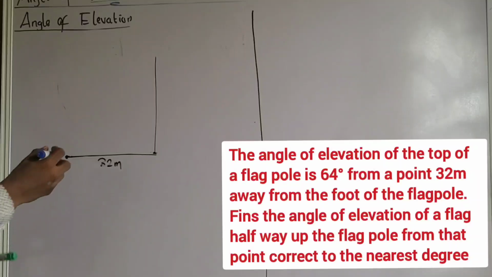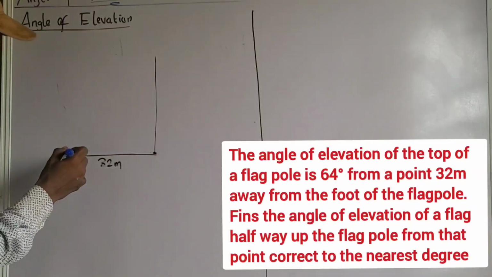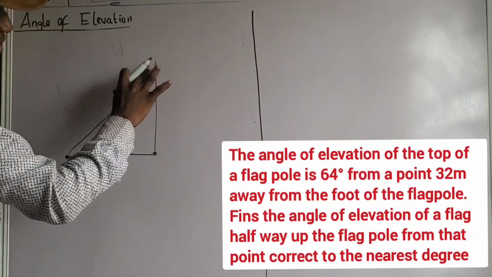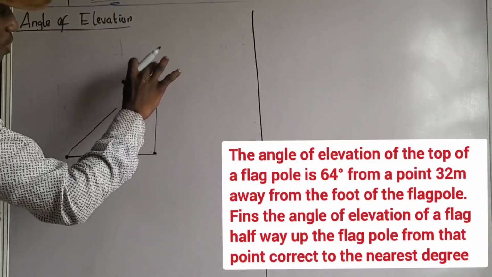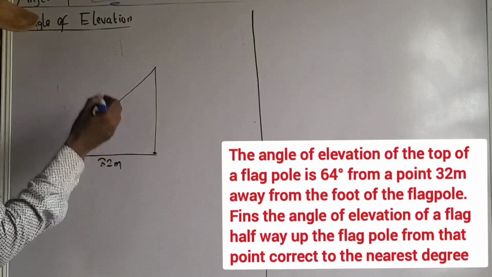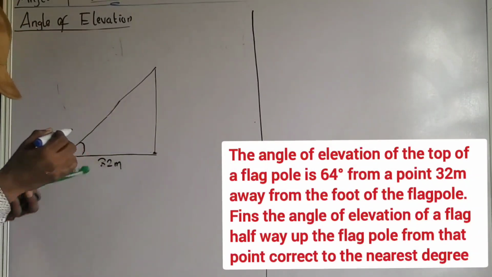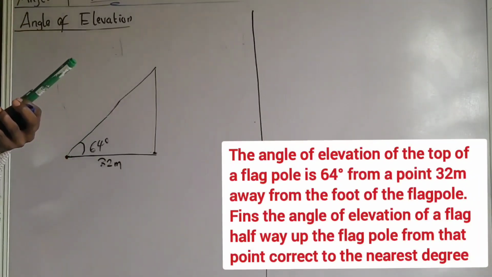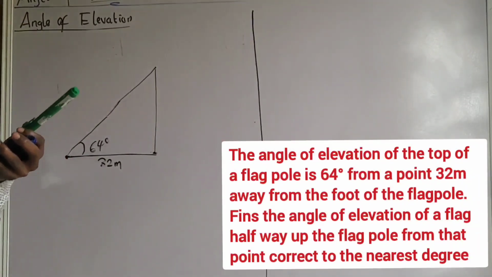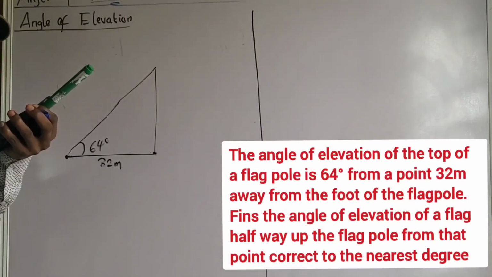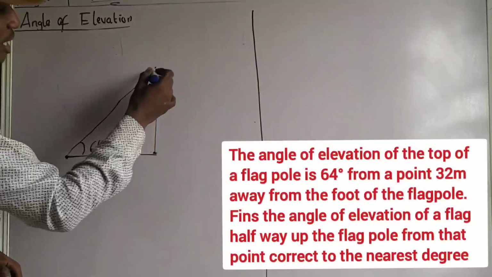And the angle of elevation is 64 degrees. I told you that the angle of elevation is the angle between the line of sight and the horizontal level above. So we mirror it upward. Okay, so this angle is 64 degree. Find the angle. Look at the question. This is the question: find the angle of elevation of a flag halfway up the flagpole. This is the total length of the flagpole.